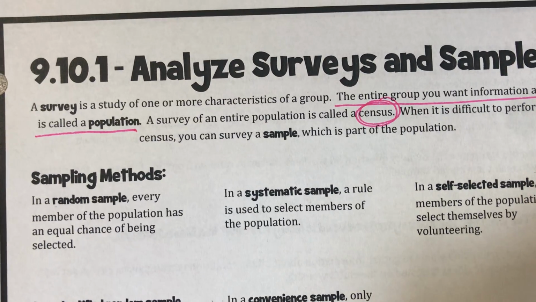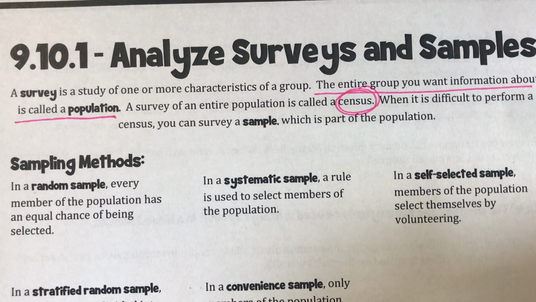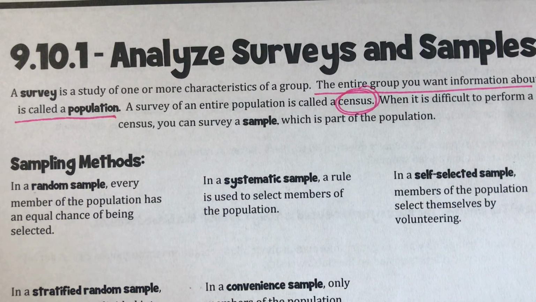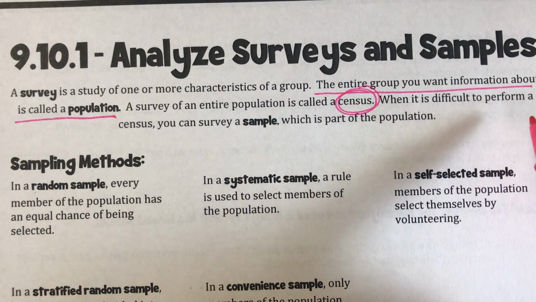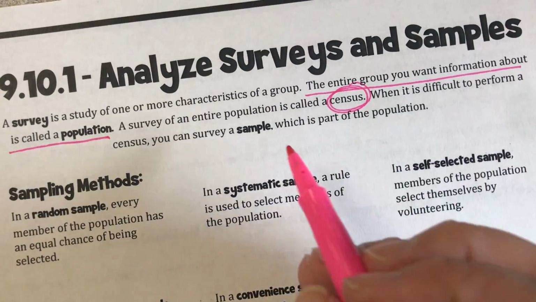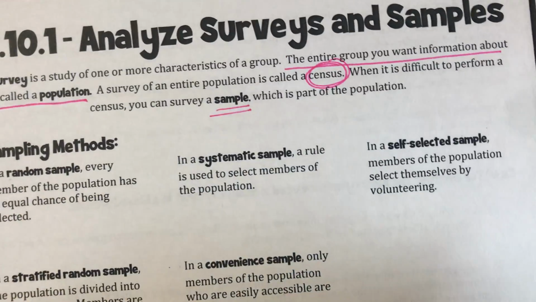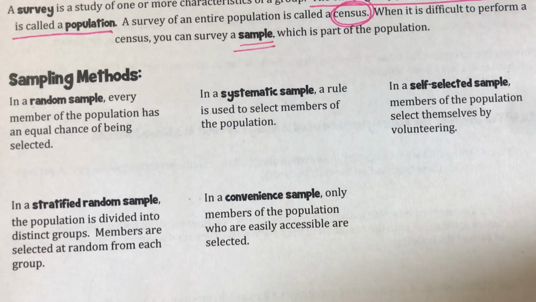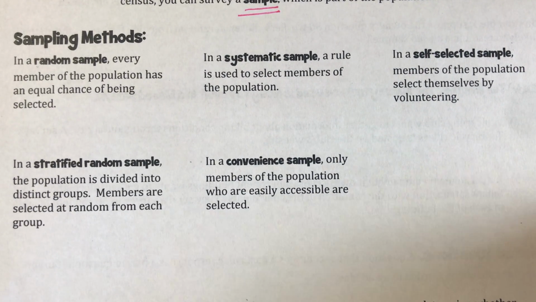Okay, you've probably heard of the census where they ask every person who lives in the United States the same set of questions. That's really hard to do. And when it is difficult to perform a census, we can survey a sample, which is part of the population. Okay, so we have to talk about a few different sampling methods.